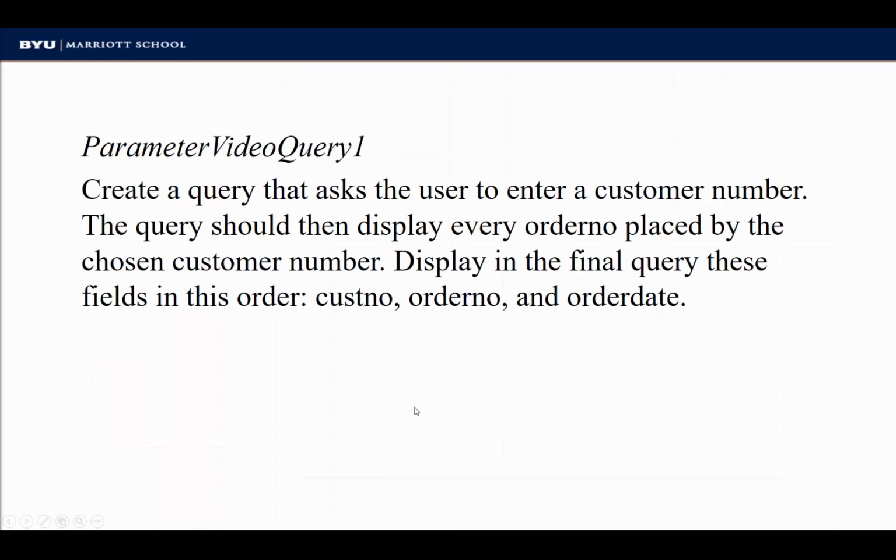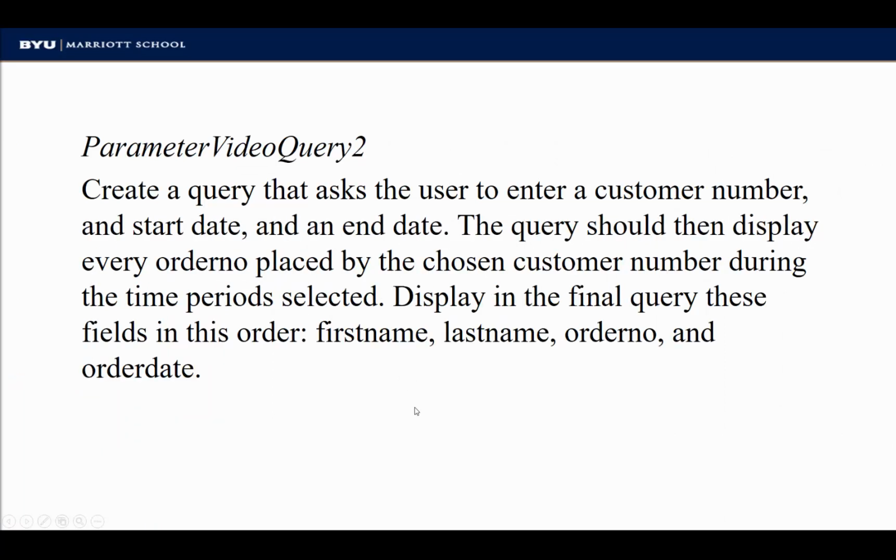All right, let's do another practice problem. Create a query that asks the user to enter a customer number, like we just did, but it also asks for a start date and an end date. The query should then display every order number placed by the chosen customer number during the time period selected. Display in the final query these fields in this order: first name, last name, order number, and order date.